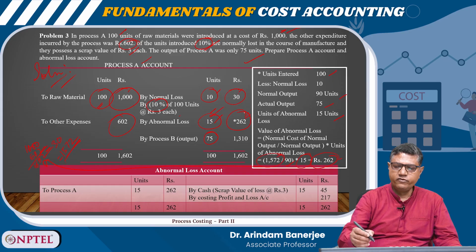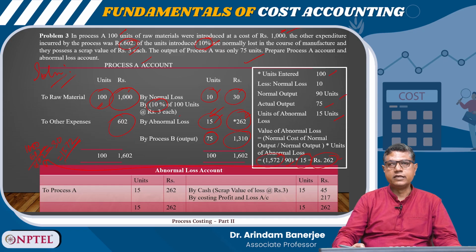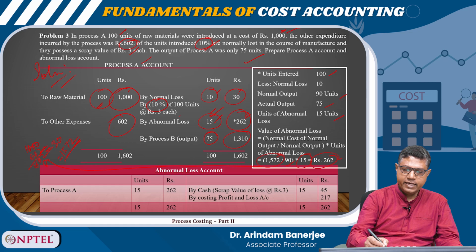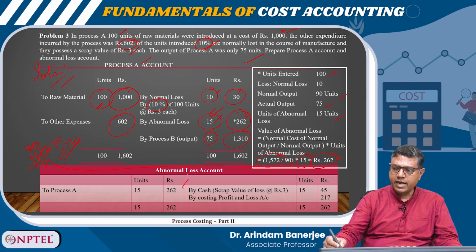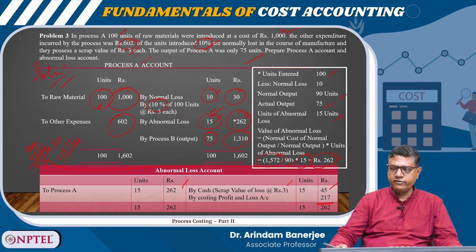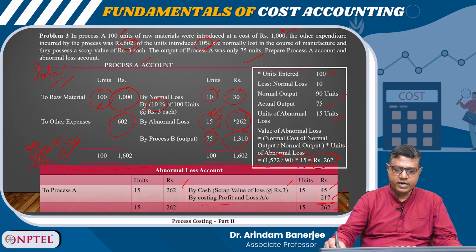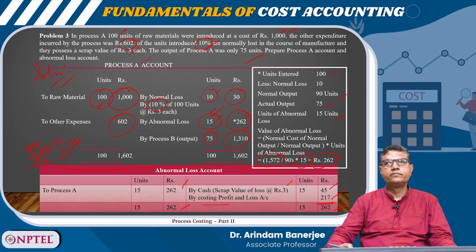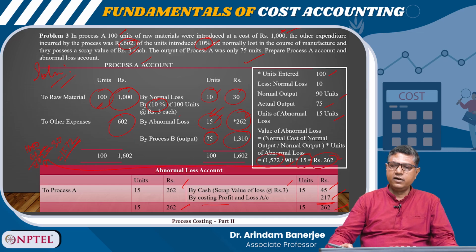If I put this, the output value, the balancing figure, is coming 1310, right, which will be transferred to the next process, process B. I can create one abnormal loss account. To process A 262, by cash scrap value, I can sell it at rupees 3, these 15 units, 45. So, the balance 217 will go to the costing profit and loss account. The total here is 262, and here the total is 262. That is how the abnormal loss can be computed.